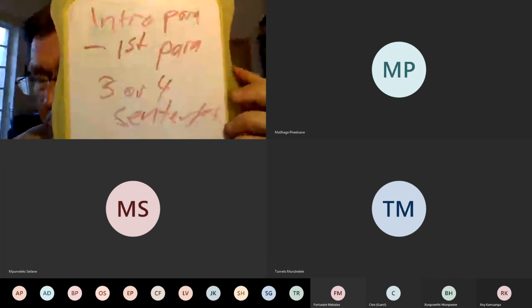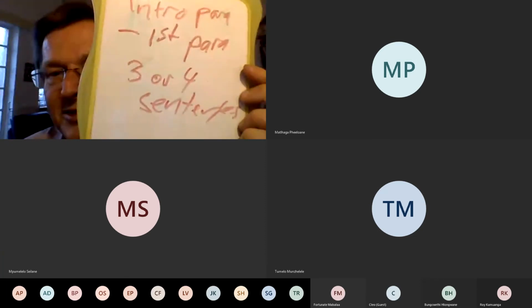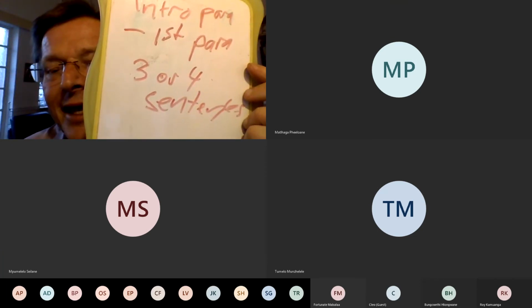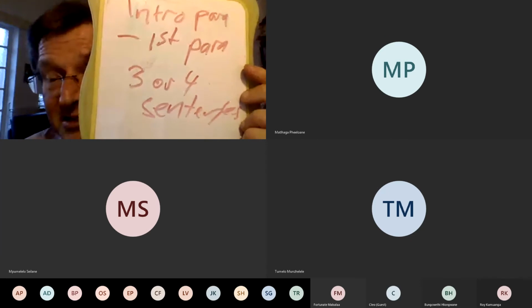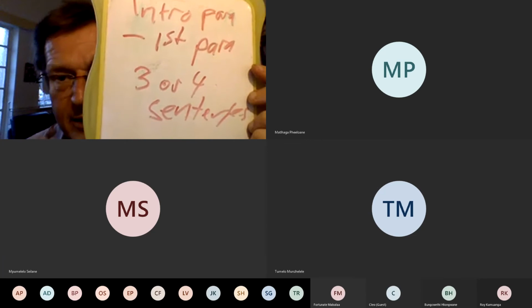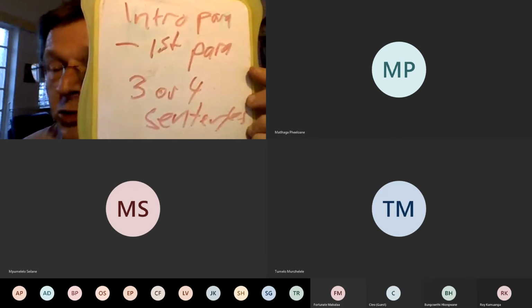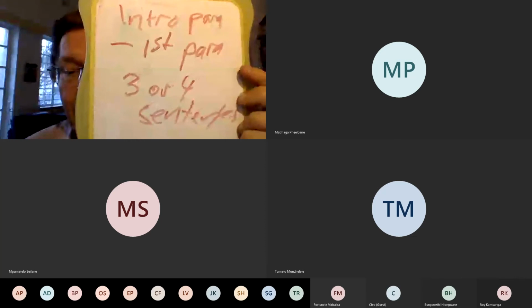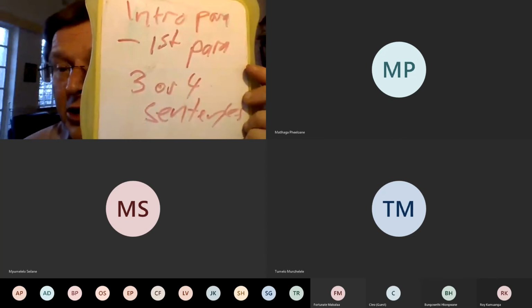Okay, just 3 or 4 sentences. But everything of importance has to be in that first paragraph, in those 3 or 4 sentences. In a sense, it's a bit like an abstract, but usually abstracts tend to be much longer. I've seen abstracts that are like half a page long. I don't want it like that. But it is a type of abstract where you condense your argument.